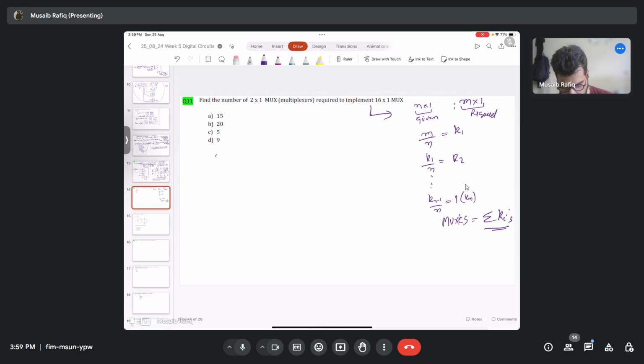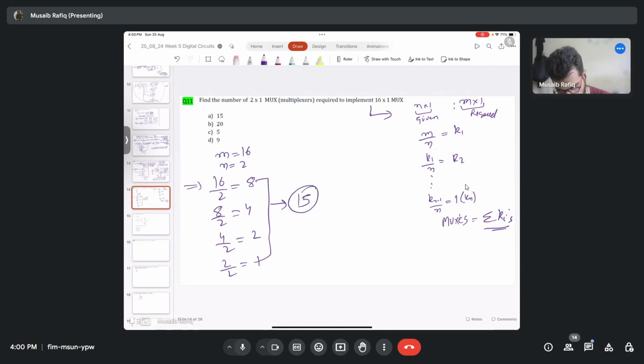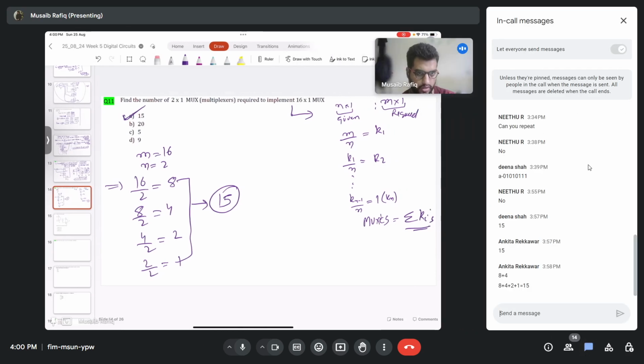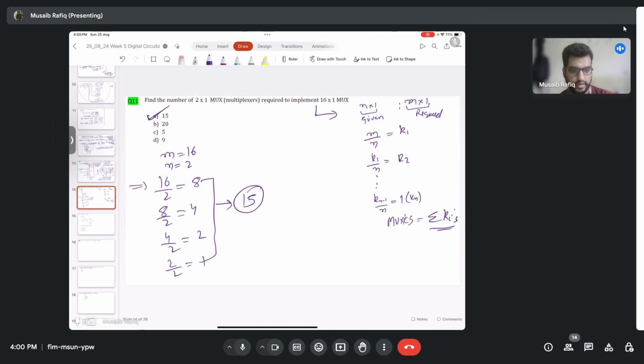So we have m equal to 16 and n equal to 2. So what I have here is 16 divided by 2, that is 8. Then 8 divided by 2, that is 4. 4 divided by 2, that is 2. And 2 divided by 2, that is 1. So this is 8 plus 4 plus 2 plus 1. So this is 15. Option A is the right answer. A couple of students have got the correct answer.